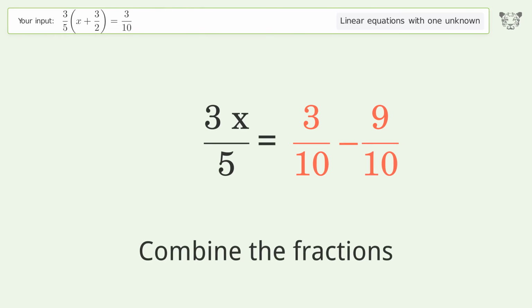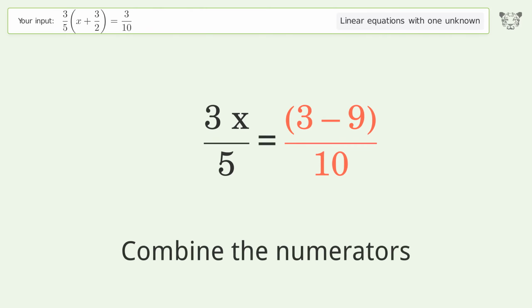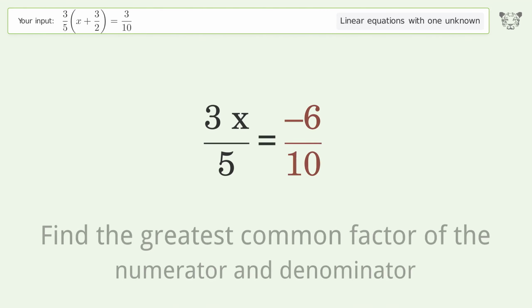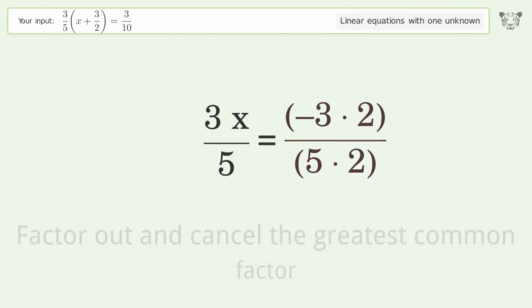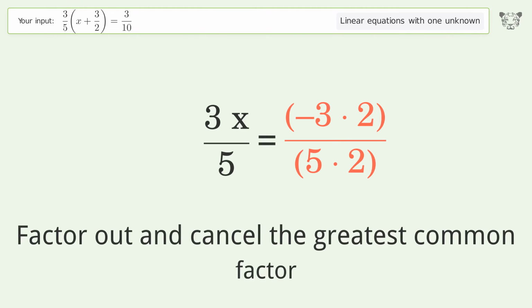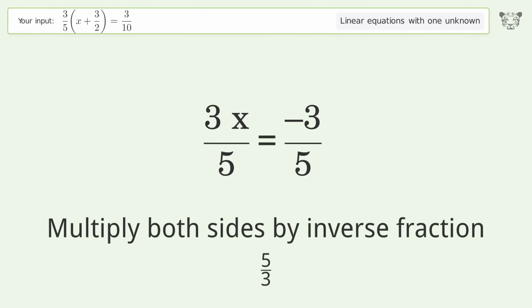Combine the fractions. Combine the numerators. Find the greatest common factor of the numerator and denominator. Factor out and cancel the greatest common factor. Isolate the x. Multiply both sides by inverse fraction 5/3.